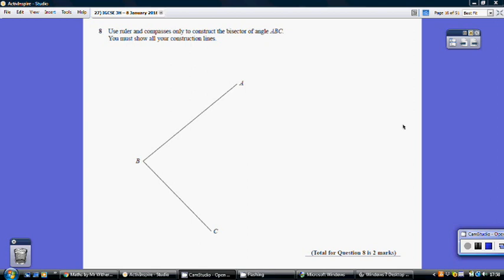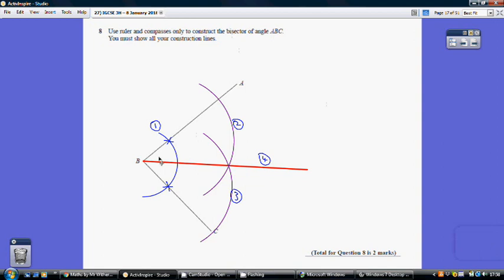Question 8. So we've got to construct an angle bisector. Hopefully this is something you've practiced plenty of times before. Basically all an angle bisector is going to do is cut this angle in half using just a compass and a ruler. So step 1, get your compass, do a small arc. It doesn't matter how long, it's your choice. So I've done that here in blue.